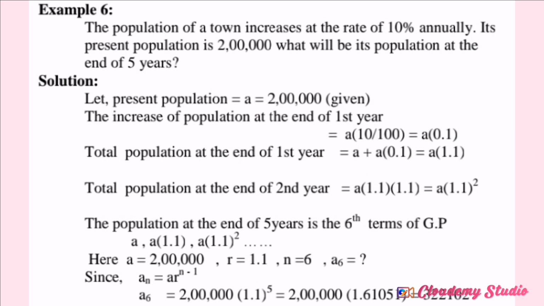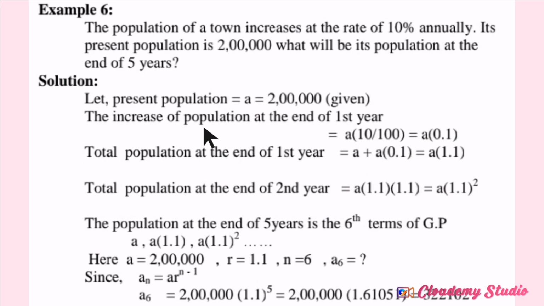Example 6. The population of a town is increasing at the rate of 10% annually. Its present population is 2 lakh. What will be the population at the end of 5 years? Let the present population be A. So it is given that A is 2 lakh.